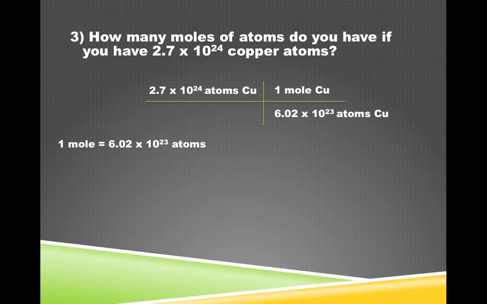So I plug that into my track. 2.7 times 10 to the 24 atoms of copper up here. And then atoms of copper needs to go down, and so atoms of copper goes on the bottom. 6.02 times 10 to the 23. And that equals 1 mole. So 1 mole goes on the top. Then atoms and atoms cancel out, and 2.7 times 10 to the 24 divided by 6.02 times 10 to the 23 gives me 4.5 moles of copper.